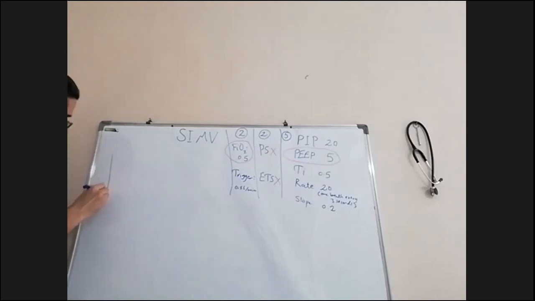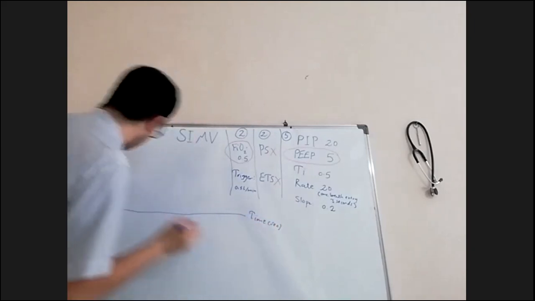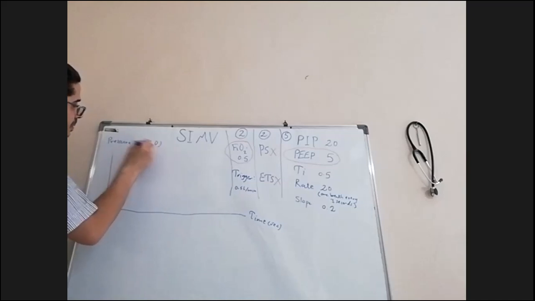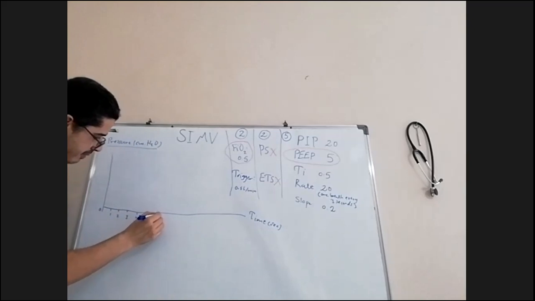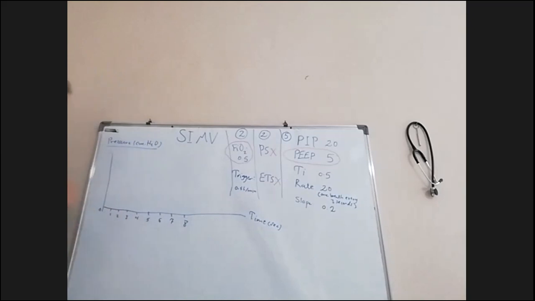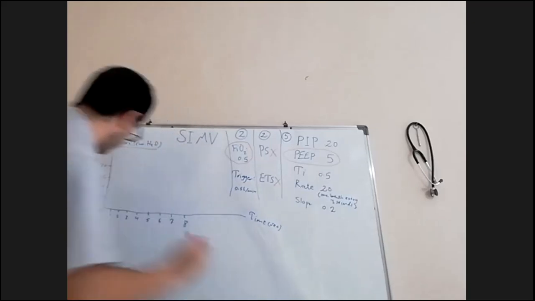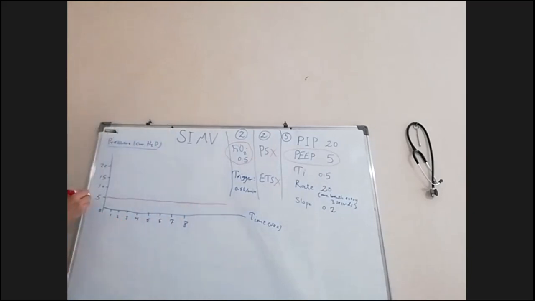So let's now draw the pressure time curve. This is the time in seconds, and this is the pressure in centimeter water. Let's say we have 0 here. Then we have 1 second, 2, 3, 4, 5, 6. Pressure here has 5, 10, 15, 20. So I am giving SIMV to the patient. I will see one line here. This is the PEEP. PEEP is 5 centimeter water. So we'll see one line all the way. This line is PEEP.